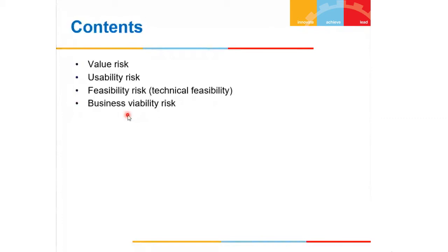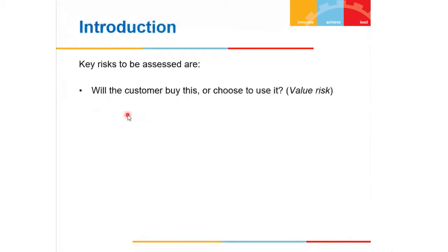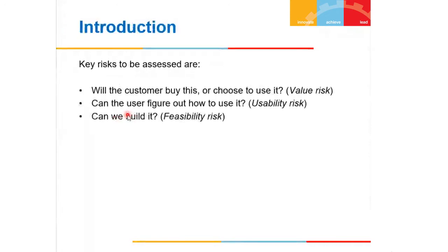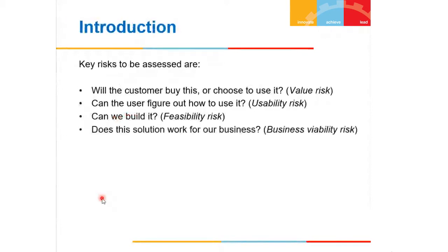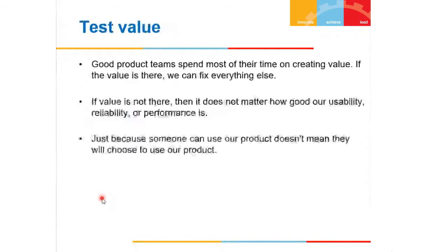So let's take a little bit of a deep dive into this. So here are the key risks. Value risk: will the customer buy this or choose to use it? Can the user figure out how to use it? That is usability risk. Can we build it? That is feasibility risk. And does the solution work for our business? The four risks that we talked about.